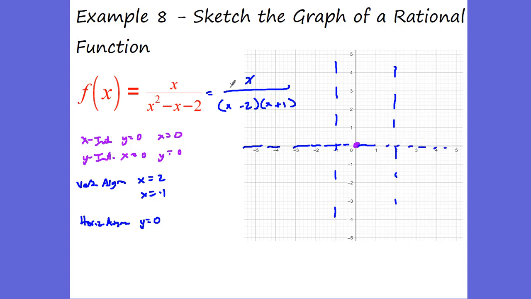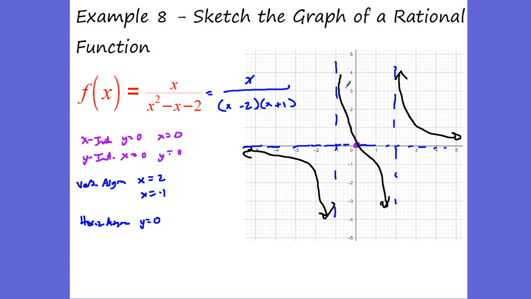I'm going to plug in some values that are less than -1, maybe -2, -3, and when I plug in -2 and -3, I'm going to find out my graph is going to look like this. When I plug in values above 2, I would find out that my graph is going to look like this. And then I'm going to plug in a few values in between -1 and 2, and what I would find is this piece is going to look like that.